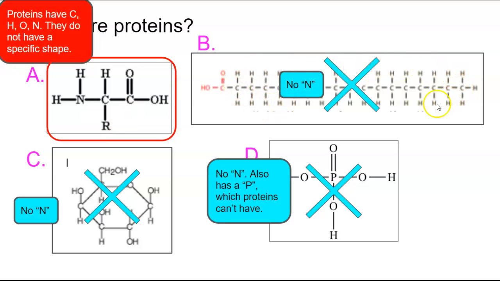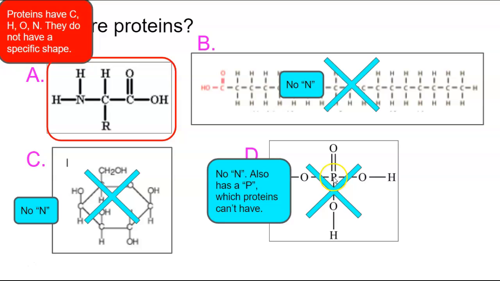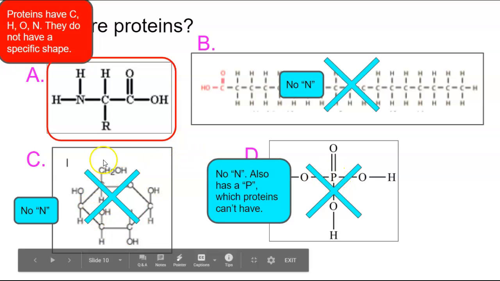This long, skinny molecule only has CHO, so it doesn't have an N. It's not a protein. This guy doesn't have an N. He also has a P. Proteins can't have a P. They can only have CHON. And then this guy doesn't have an N either. Remember, this is a hexagon and it has CHO, so that would be a carbohydrate.